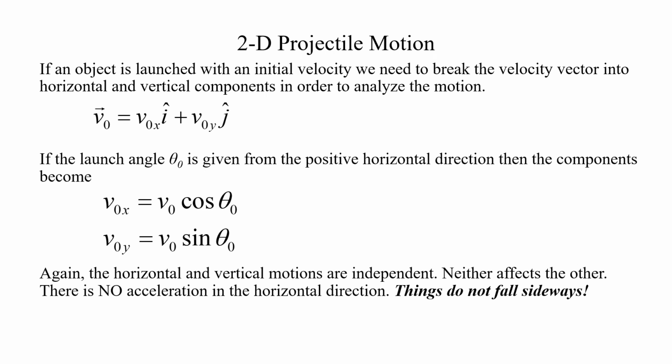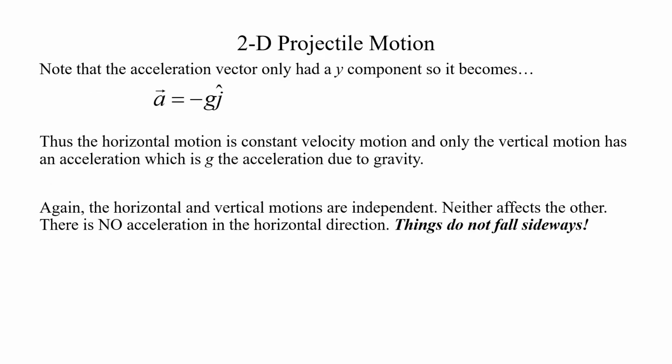Now again, remember, the horizontal and vertical motions are independent of each other. They occur in the same time frame, but one does not affect the other one. So neither motion affects the other. There is no acceleration in the horizontal direction. The acceleration is only in the vertical direction. Things do not fall sideways.